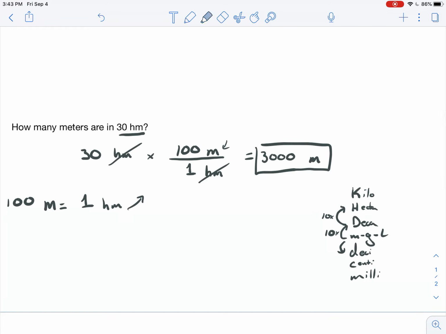Like I said, the things you need to know is you have to know your conversion factor, and you have to set it up so that the one you're trying to convert from is on the bottom, so it cancels with where you started, and the one you're trying to get to is on the top so that it remains.